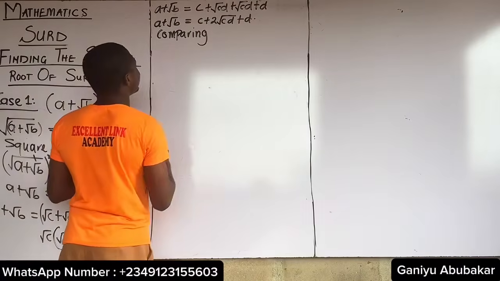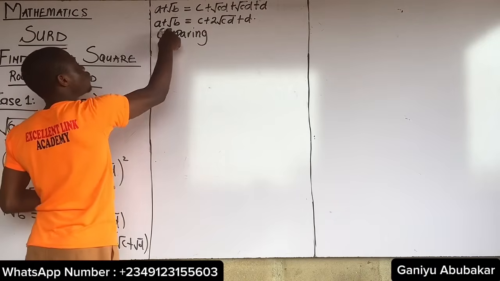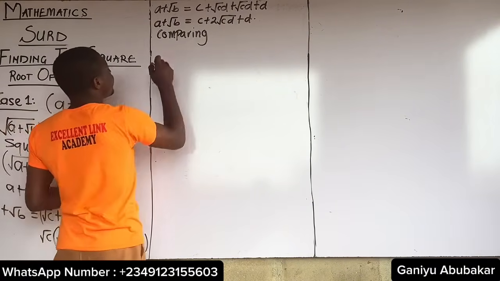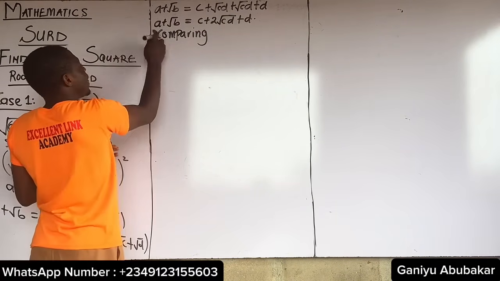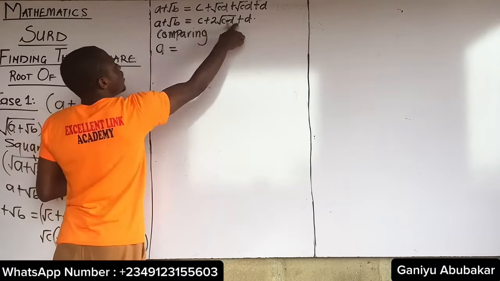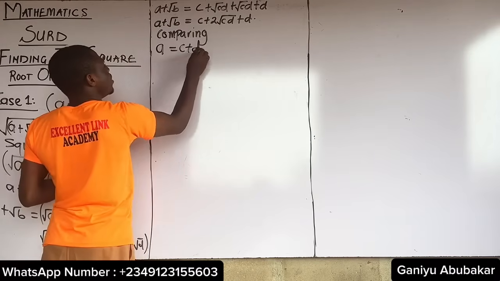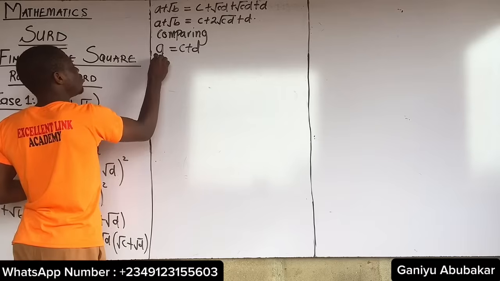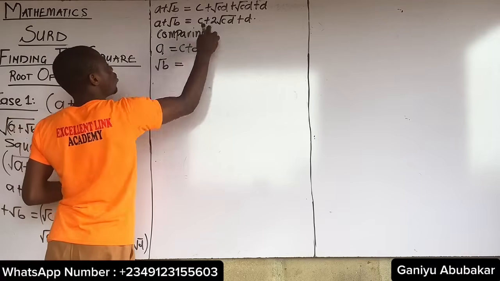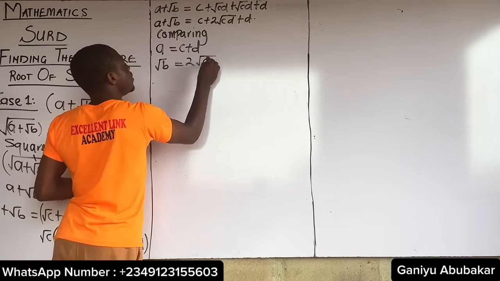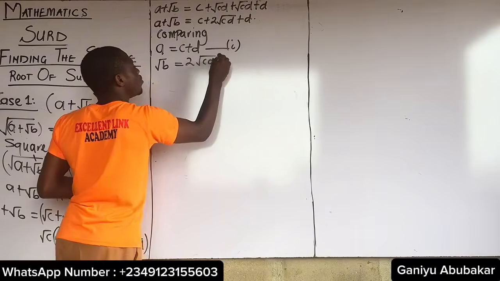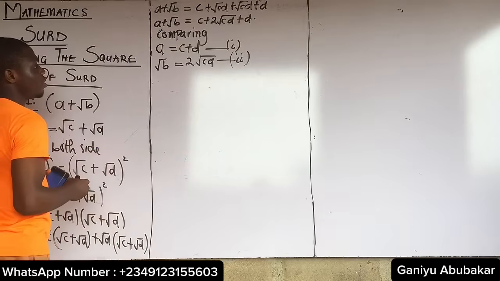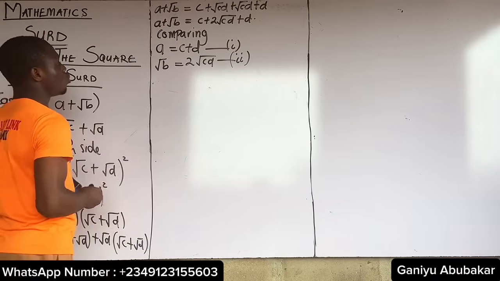If I compare here, what do we have? See, this is root, this is root. I'll pick the ones with root together, and the ones without root together. So A is equal to C plus D. This one does not have root, it's just single. Then the one with root: root B is equal to 2 root CD. Call this one equation 1, and call this one equation 2.